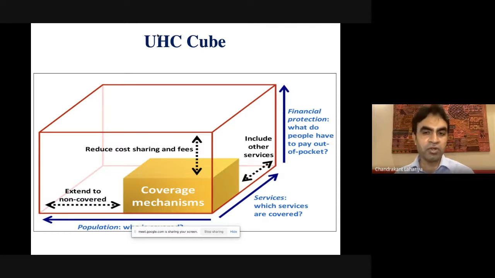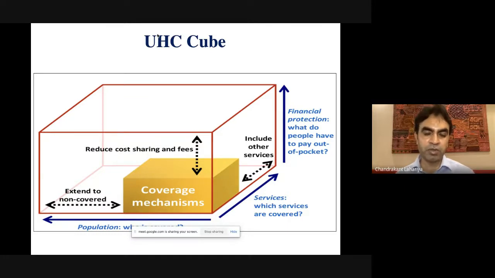Essentially, UHC does not say that health services should be free, but it says that health services should be available within affordable limit, which means for some who don't have a paying capacity it should be free. For others who can pay, it should be within affordable capacity. And that's how health services should be designed.